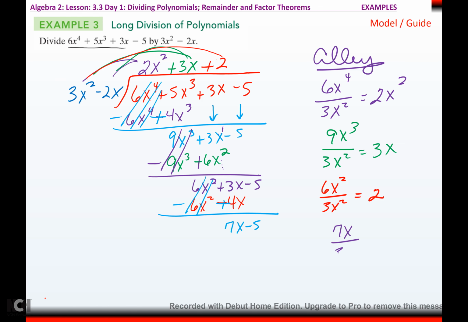Now, I can try and go back to the alley, but if I take 7x, the new gang leader, by my detective, you can't divide an x to the first by an x to the second. So once we can't divide anymore, then whatever's left is your remainder.